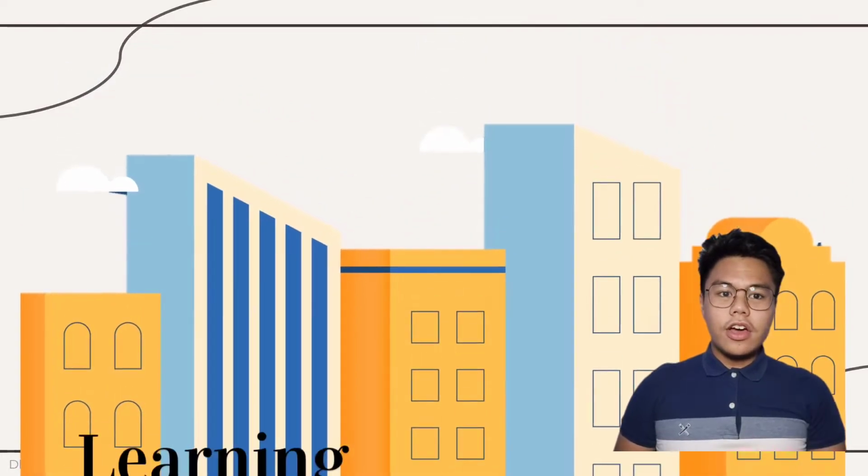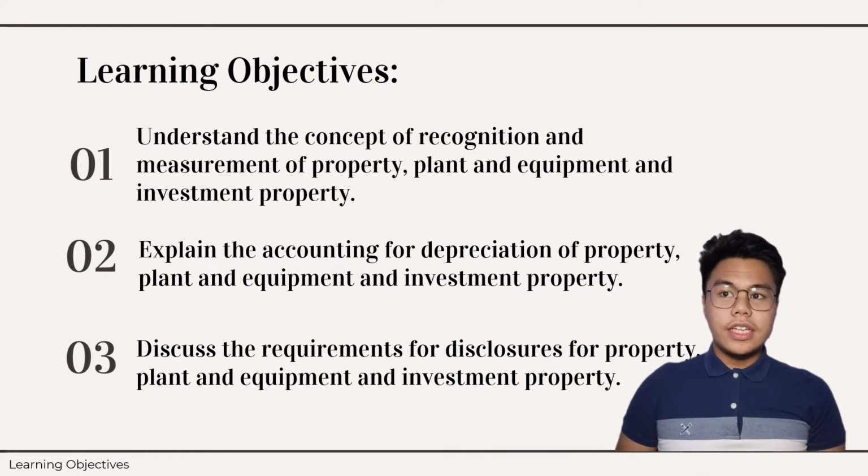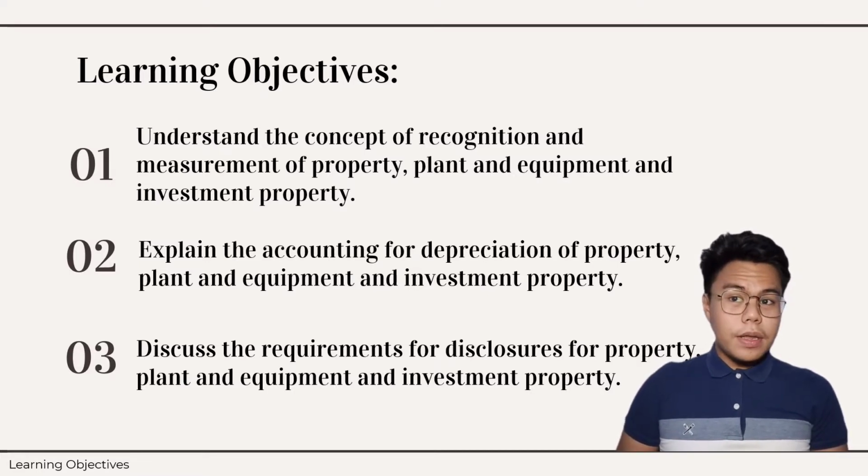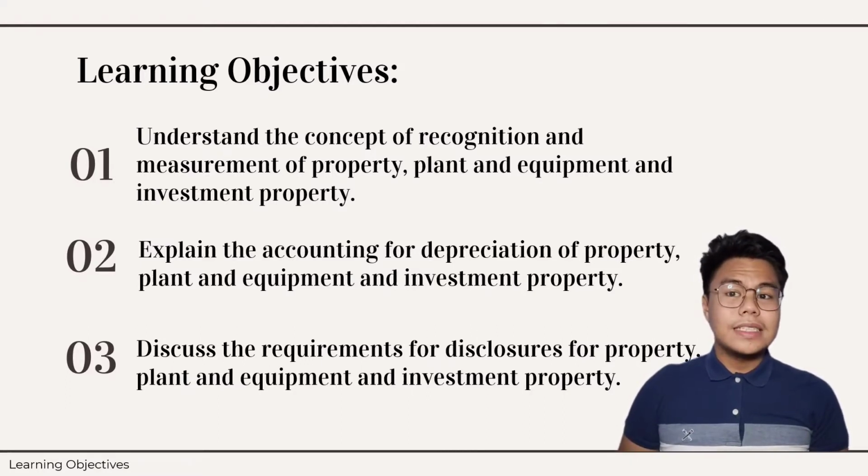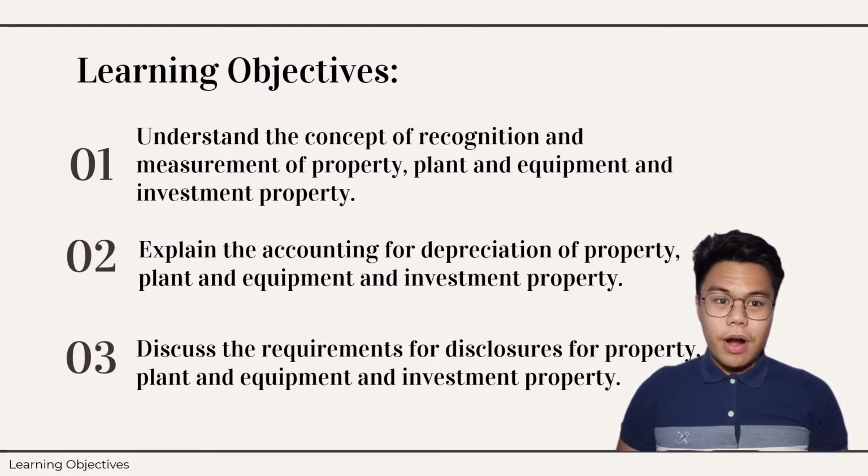The following learning objectives are: first, understand the concept of recognition and measurement of property, plant, and equipment and investment property. Second, explain the accounting for depreciation of property, plant, and equipment, as well as investment property. Third, discuss the requirements for disclosures for property, plant, and equipment, and investment property.